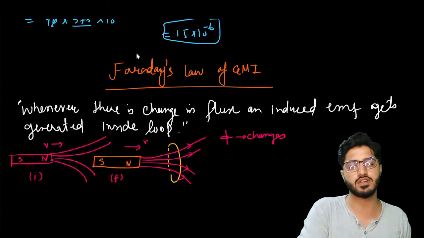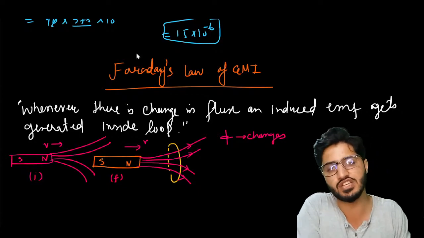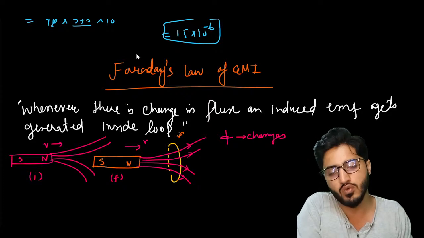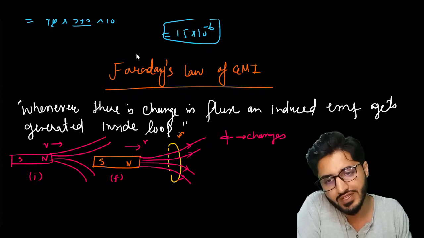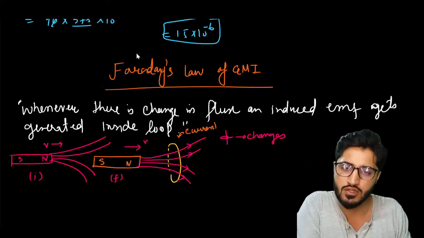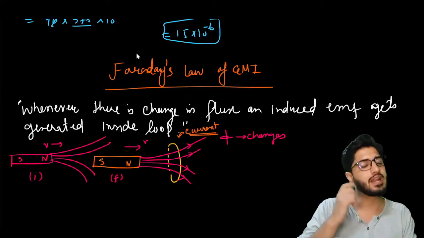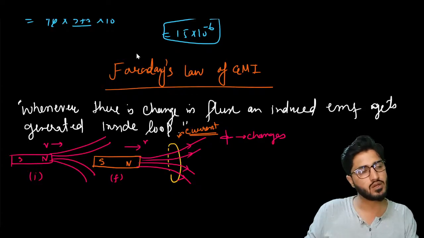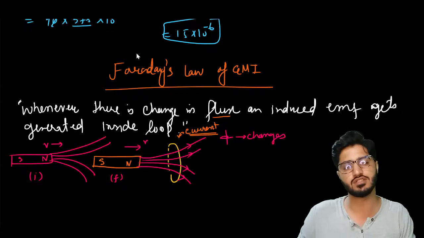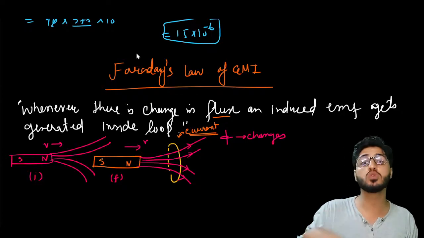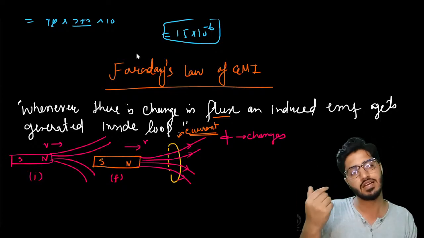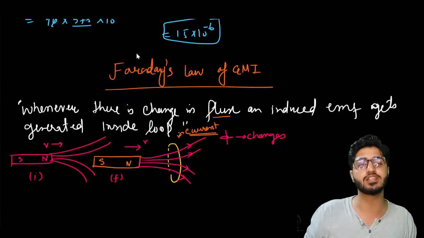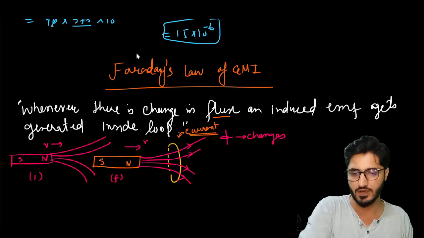So what he observed, whenever this flux is changed across this loop, we observed one thing, that in this loop we observed current by the help of a galvanometer. So we conclude that whenever magnetic flux changes through any loop, there will be an induced EMF. Induced means due to the relative motion of the magnet, there is an EMF. It is induced, not originally there.